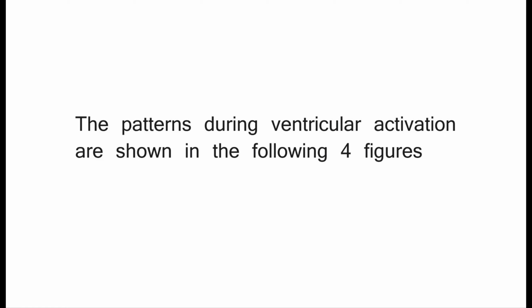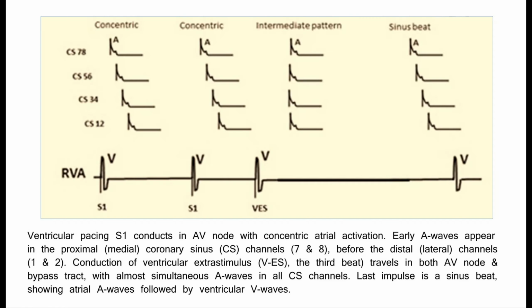The patterns during ventricular activation are shown in the following 4 figures. Ventricular pacing S1 conducts in AV node with concentric atrial activation. Early A waves appear in the proximal, medial, coronary sinus, CS, channels, 7 and 8, before the distal, lateral, channels, 1 and 2. Conduction of ventricular extrastimulus, VES, the third beat, travels in both AV node and bypass tract, with almost simultaneous A waves in all CS channels.